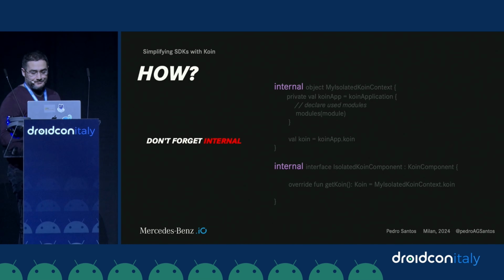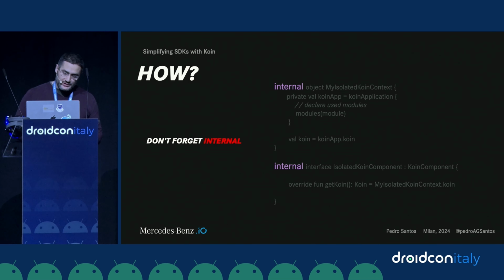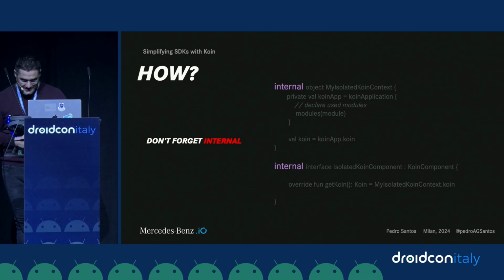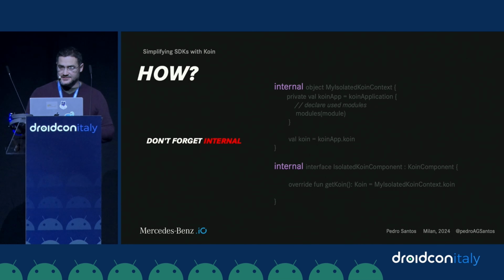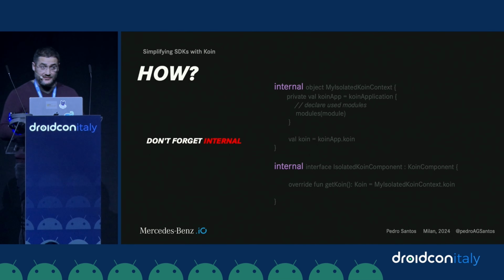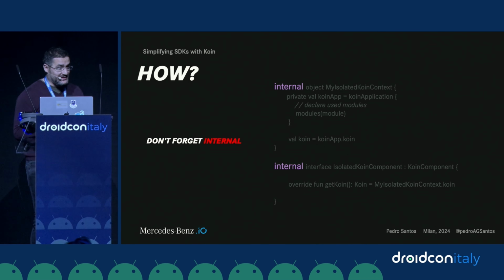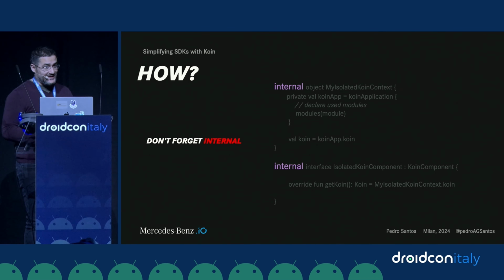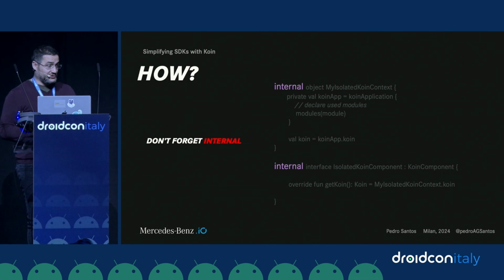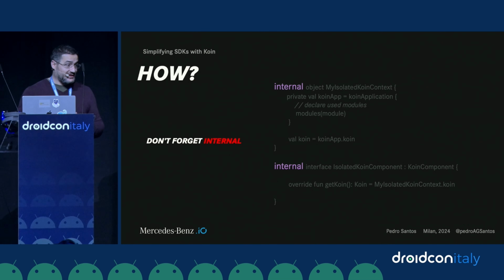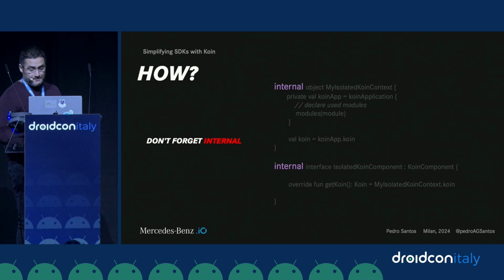Now the thing is, please don't forget, this is really a warning: your Koin context needs to be internal. You should not allow the app to have access to it. The thing is, if it does, you can actually load dependencies from outside, and if they are declared as internal, you get a runtime error, right? Because it shouldn't happen, right?